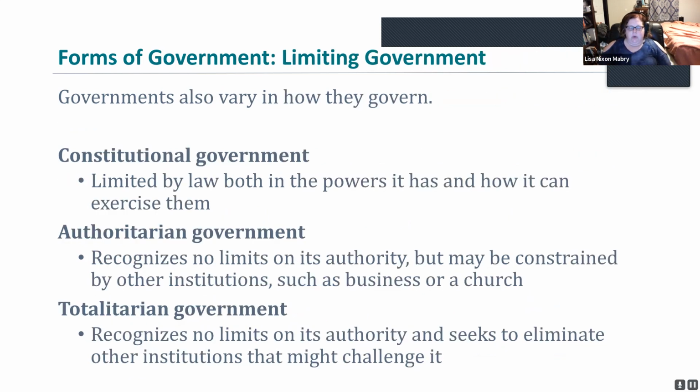We are also considered to be a constitutional government. So these are types of government. These are definitions of how the governing is done in those types, right? We are a constitutional government where we are limited by law in the powers that the government has and how they can exercise them, and then what they don't have the authority to do. And those are the things that the Constitution lays out, which we will be talking about in detail as the semester goes on.